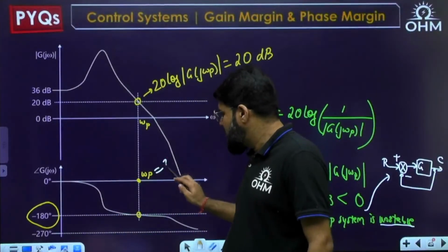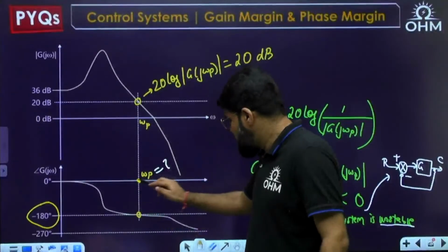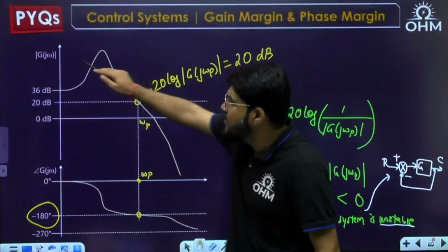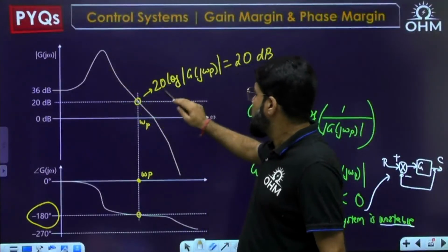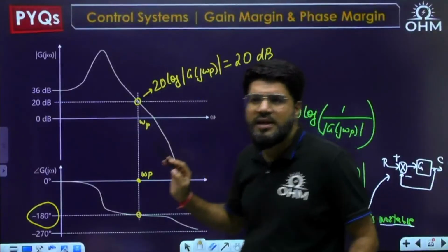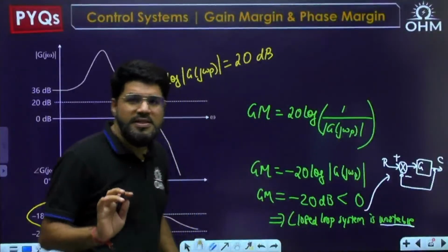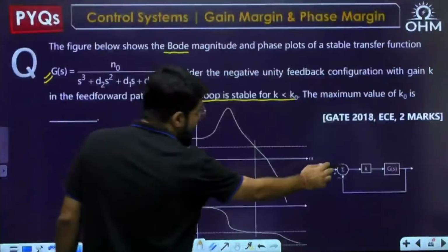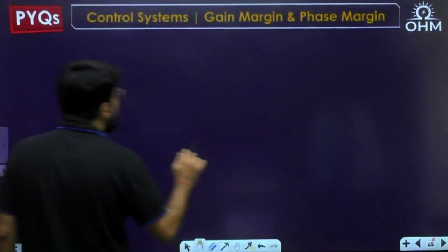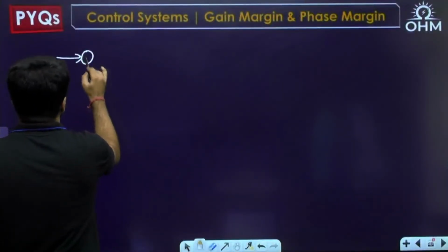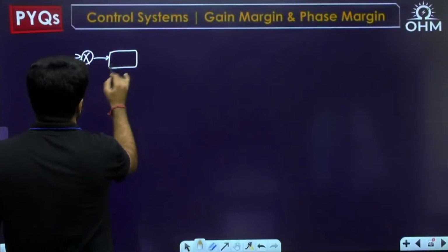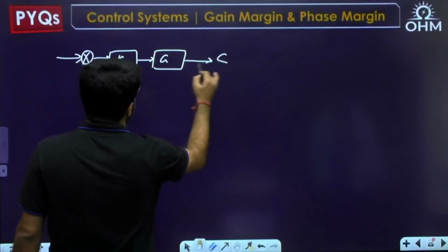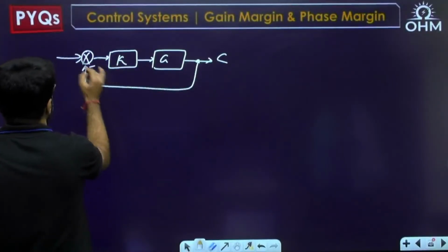I don't know what the ωp is, and it is not required also. But this frequency on the x-axis is the ωp frequency. And the same frequency has been taken in the magnitude plot also. So we also have the information on 20 log mod G(jωp), and that is how we got the gain margin. Hope it is clear to all now. Now with the gain K in the feed forward path, if there was only G(s), then the closed loop system was turning out to be unstable.